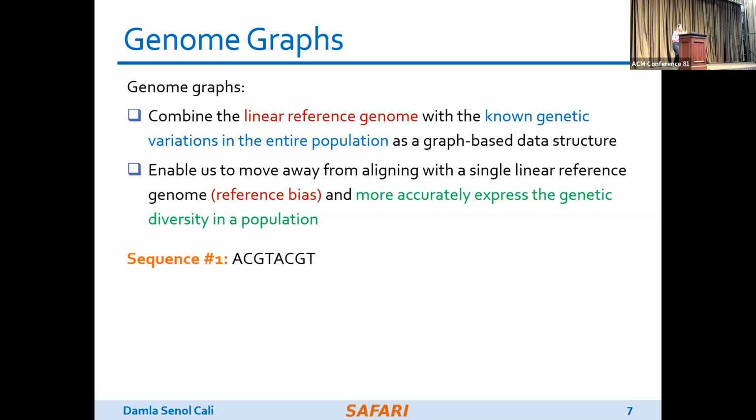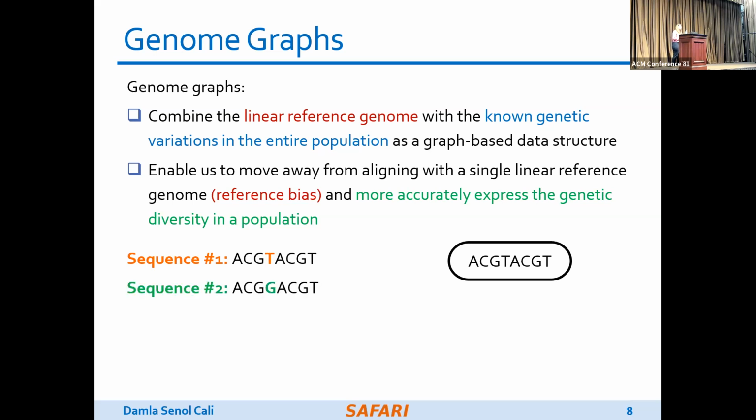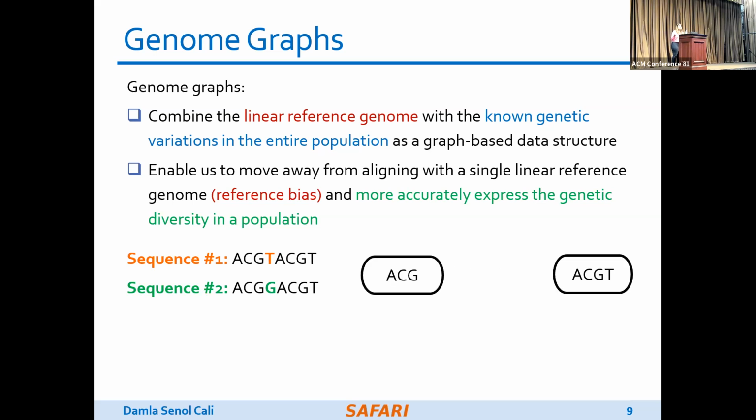Let's look at an example. Let's say this is our starting linear sequence. We can start with a single node, but let's assume in the population, we also have this alternative sequence where on the fourth position, we observe a G instead of a T. So there's a substitution. What we can do is divide this node into two nodes for representing the common subsequences, have one path representing the first sequence, and have another path for the second sequence.